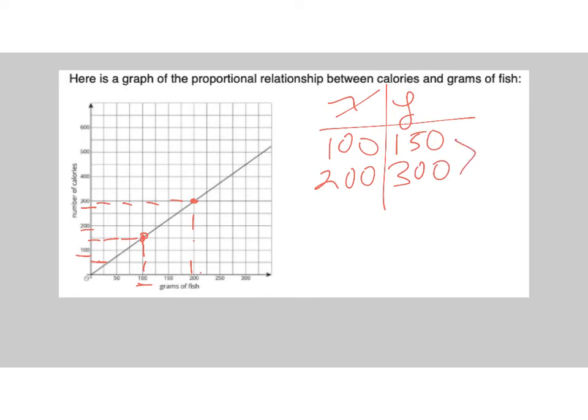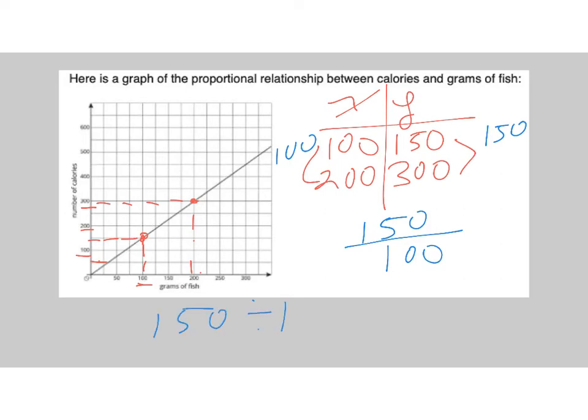Okay. What's my change? Let me change the color here. My change in X is 100. And my change in Y is 150. So it's 150 divided by 100. Okay, change in y divided by change in x. That gives us 1.5. Just double checking that. So m equals 1.5.